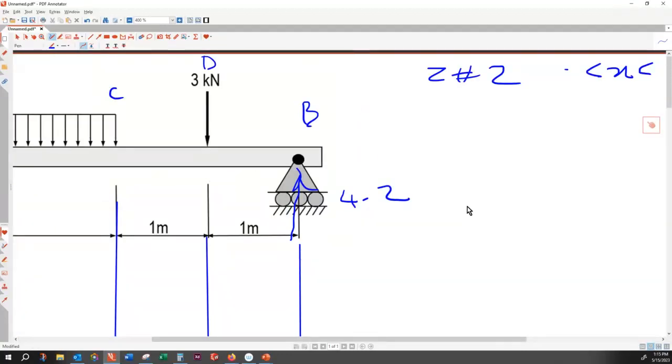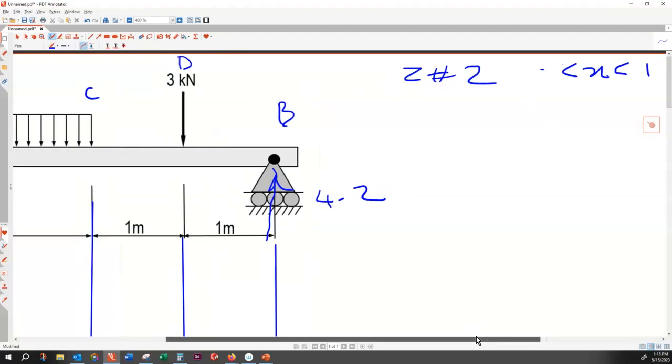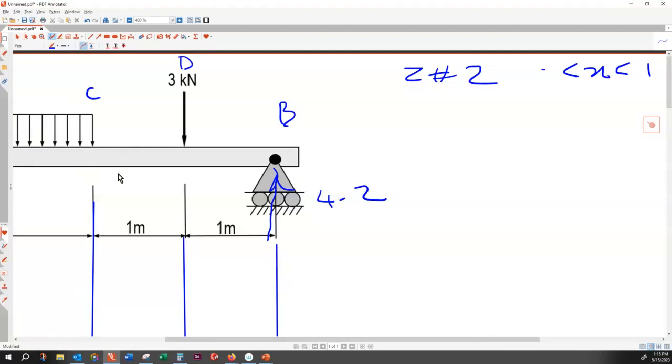At zone number 2, what is W of x between C and D? Porty, do you know what W of x is between C and D? Or Darcy, what is W of x here? Yes, well done. W of x is equal to 0.